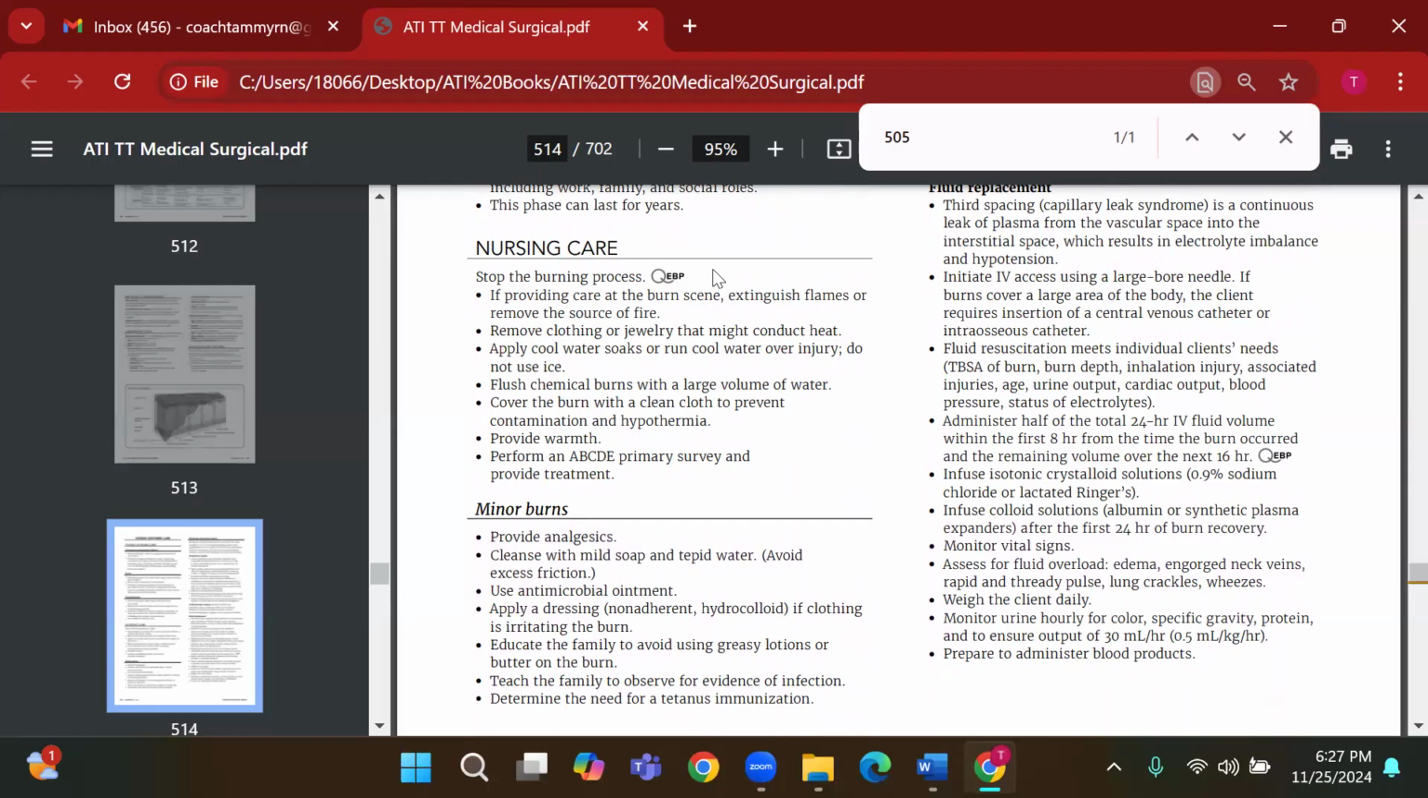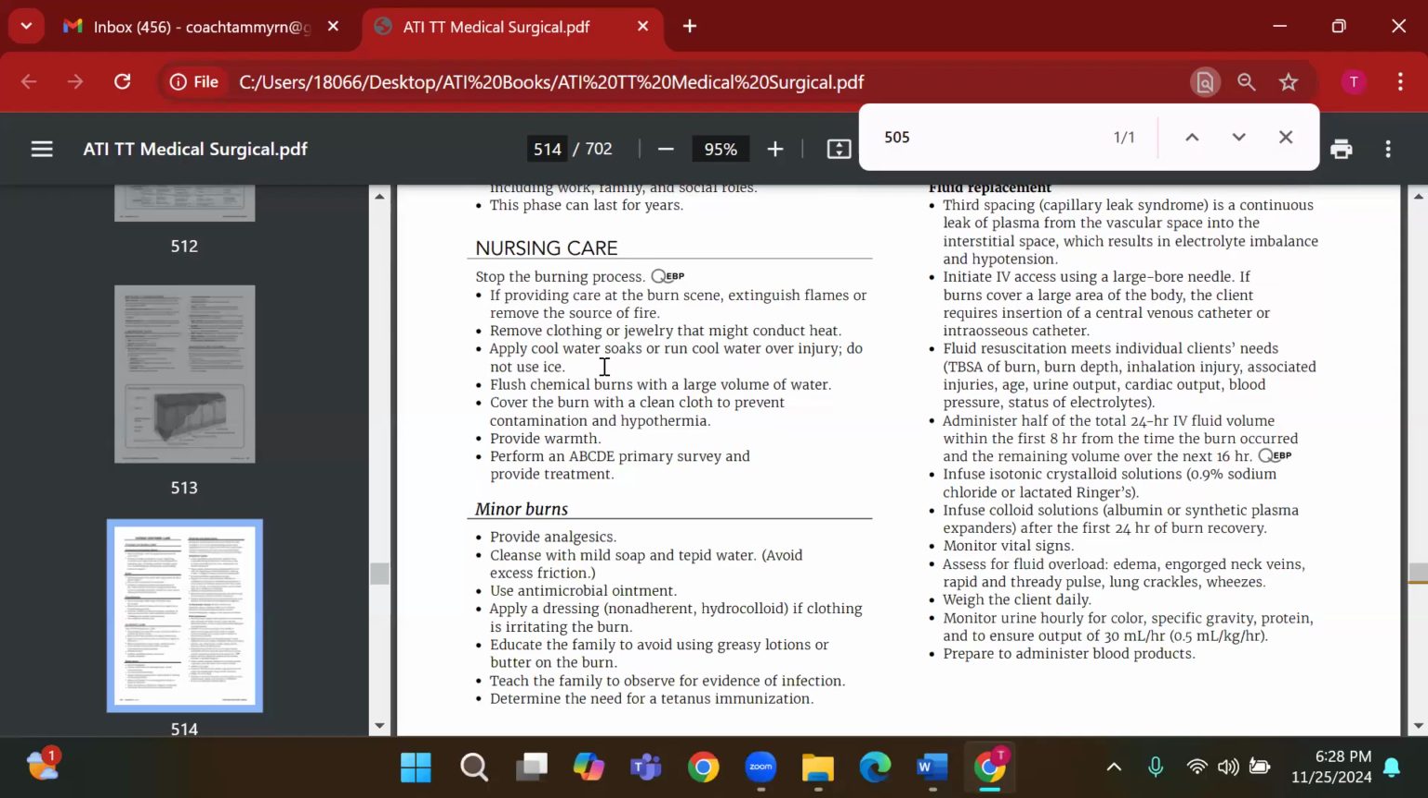So if they have a chemical on their skin, we're going to wash it off. We're going to take the clothes off the person. If providing care at the burn scene, extinguish flames or remove the source of the fire. Remove clothing or jewelry that might conduct heat. Apply cool water soaks or run cool water over the injury.